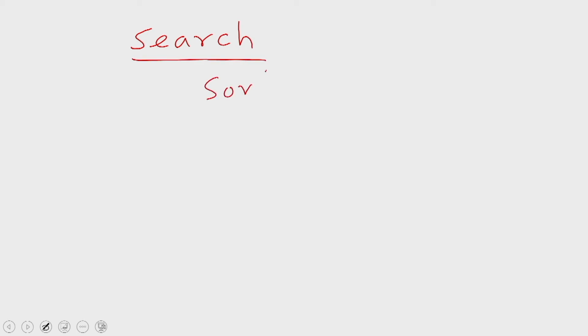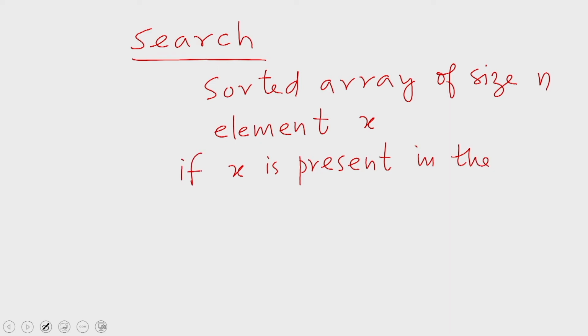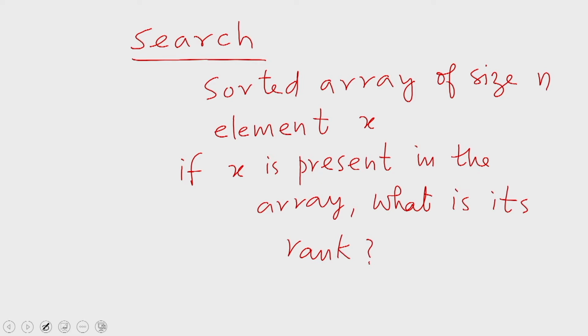Let us say we are given a sorted array of size n and we have an element x. We want to find if the element is present in the array or not. And if the element x is present in the array, what is its rank? The rank of an element in a sorted array is the number of elements in the sorted array that are smaller than or equal to the given element. So, we want to find the number of elements less than or equal to x in the given sorted array.